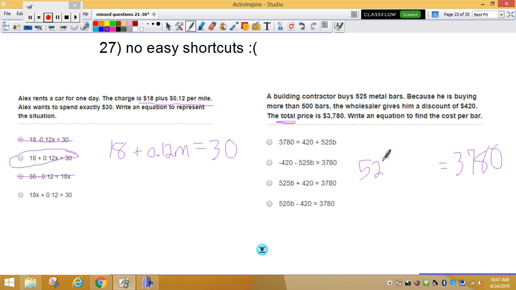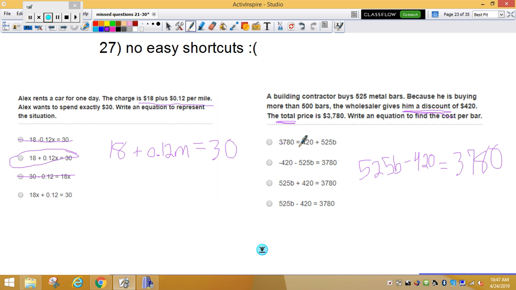Okay. All right. So he's buying 525 metal bars. So 525 bars. Now, if he's giving him a discount, do you think that that's going to add to it or subtract from it? If it's a discount, that means subtract. So I'm going to subtract $420 because that means he's saving $420.